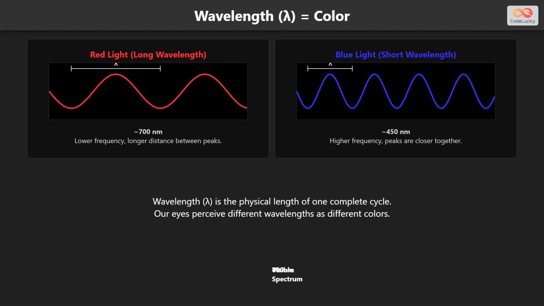Next, let's look at the length of the wave, known as wavelength, represented by the Greek letter lambda. This is the horizontal distance between two peaks. This distance determines the color of the light we see. Red light has a long wavelength, around 700 nanometers. Blue light waves are much shorter and squished together, around 450 nanometers. Our eyes are basically biological trigonometry sensors that measure these lengths.